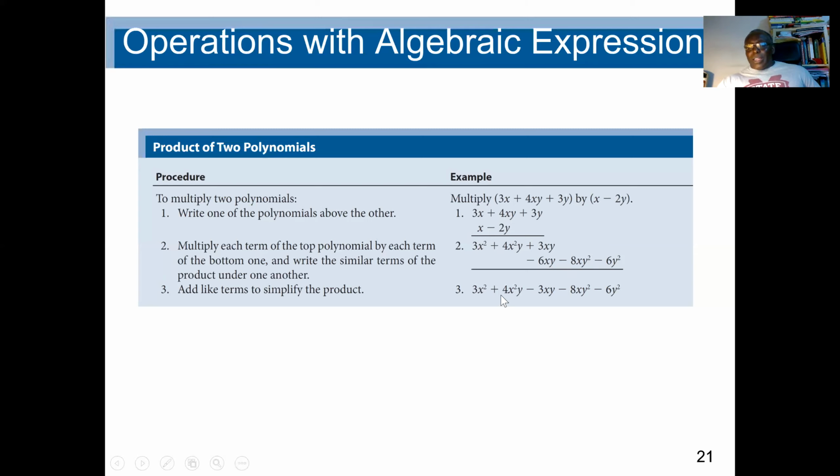Then now we combine the like terms. s squared is by itself, so 3s squared. s squared y is also by itself, so 4s squared y. Then we have xy and sy, so plus 3 minus 6 will give me minus 3. Then sy squared is by itself, and y squared is also by itself, so we get negative sy squared, negative 6y squared.